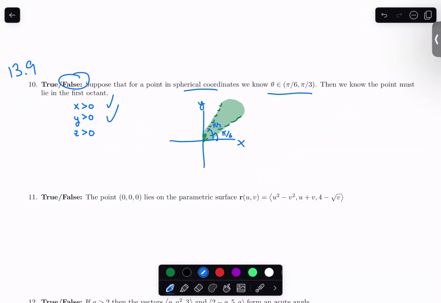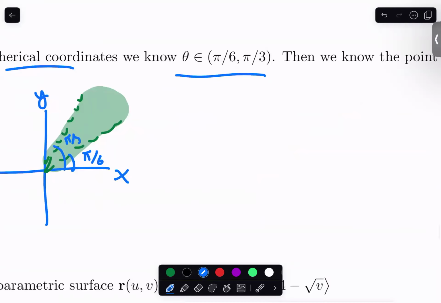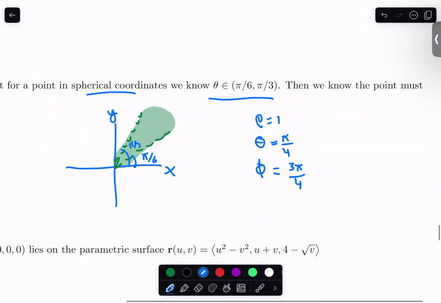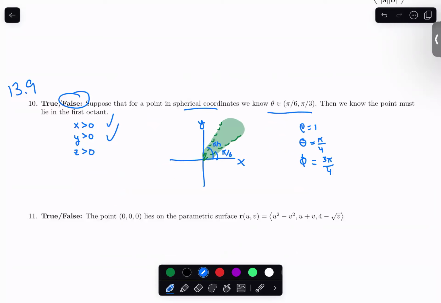In particular, you can come up with many different counterexamples, but if rho equals 1, theta equals pi over 4, and phi is equal to 3 pi over 4, this satisfies the theta condition. And yet, if you were to plug this in and figure out what x, y, and z are, you'll see that z is negative. And so sadly, this can't be true. So you need more conditions added to this in order for it to possibly be the case.